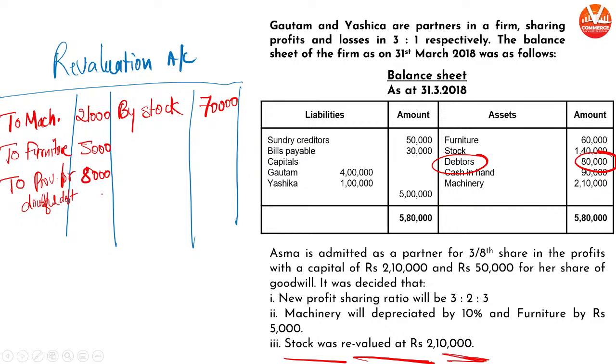Now we have recorded each and every item. So we will find out the profit or loss on revaluation. So 70,000 minus 34,000. The profit will be 36,000. To profit, it will be 36,000.